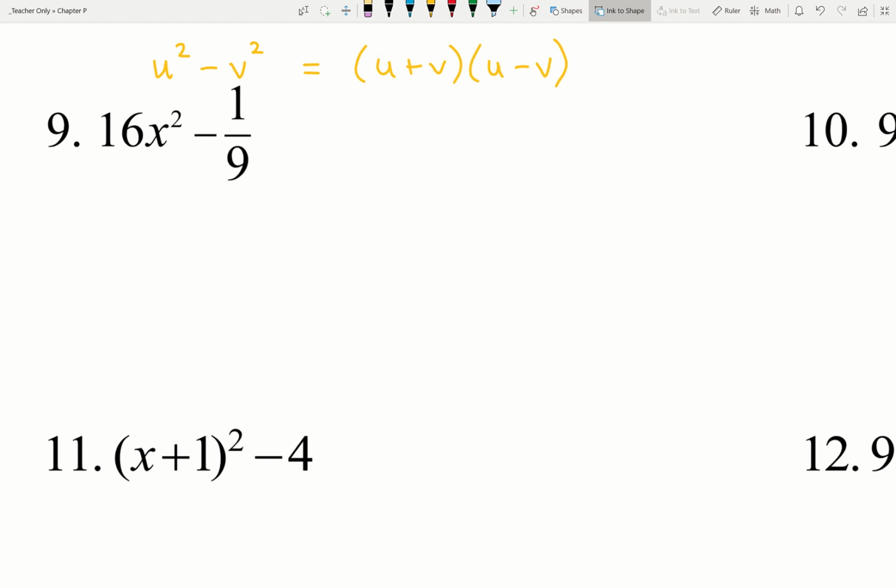So let me try to see if OneNote's going to cooperate here. Come on now. There we go. So one's a plus, the other's a minus. And so the question now becomes, what is playing the role of u? What's playing the role of v?